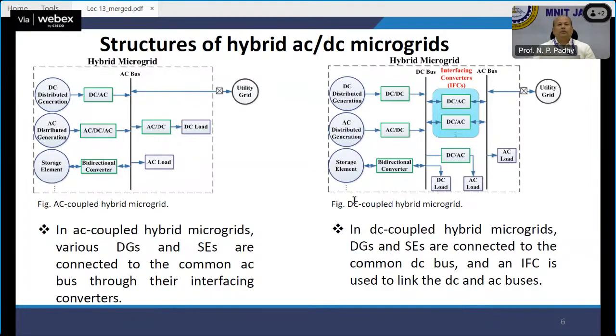Now, just quickly look into the structure of hybrid AC-DC microgrid. We have already discussed this, I am reiterating today. As you could see, there is a very simple AC bus hybrid microgrid, with two different structures. You have the utility grid and there is an AC bus. Everywhere you convert that AC power to DC if required, or DC sources will convert to AC and connect to it.